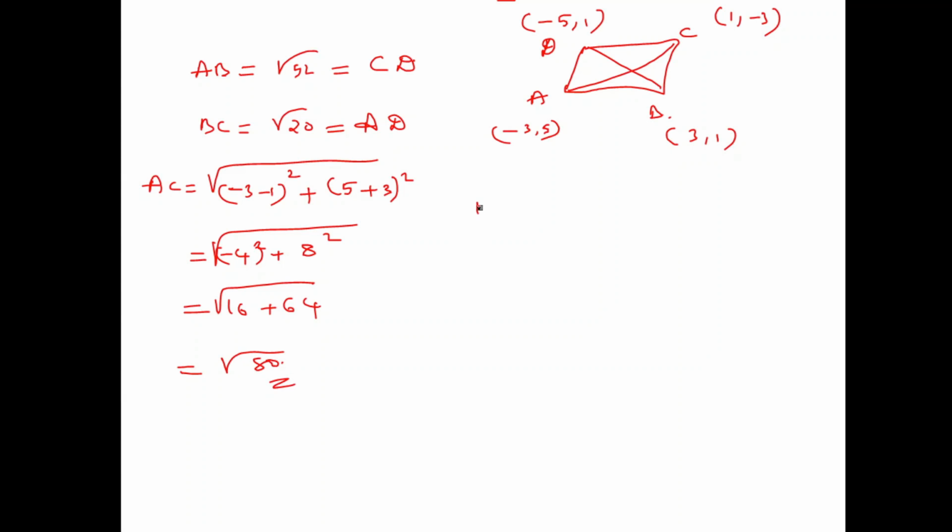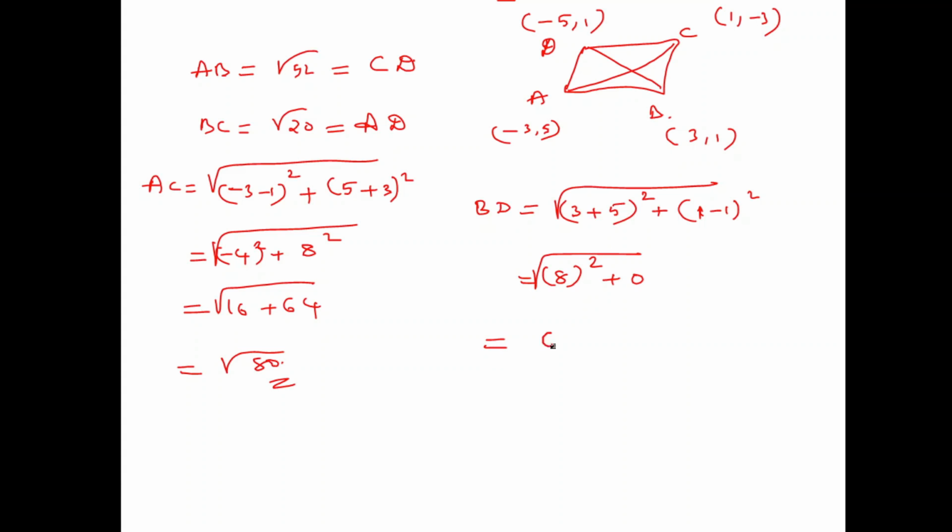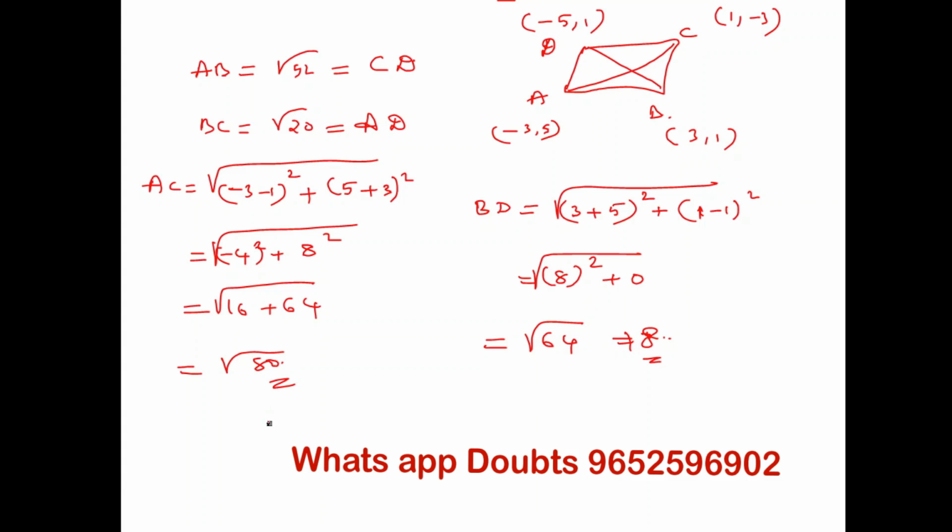So let us look at the B to D diagonal as well. x2 minus x1, minus into minus is a plus, to the whole square, plus 1 minus 1 gives you 0, right? So this is 8 square and 0, root, and this is root 64. That is, I can write 8 also, right? So if you are observing here, the diagonals are not equal, but the two sides are equal. AB is equal to CD, and this side AD is also equivalent to BC.